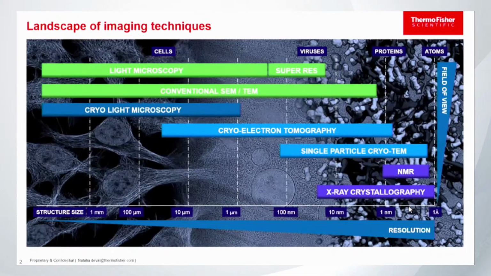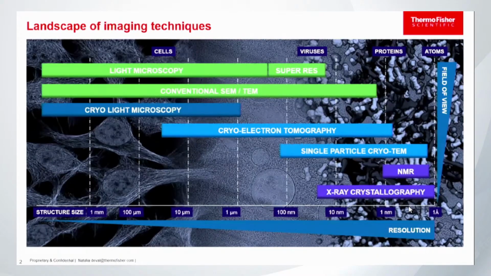So first of all, this is the typical landscape of imaging techniques, and you can see they are all overlapping. So again, if you really want to understand your biological sample completely, you will probably need to use all of them. For example, light microscopy and super resolution, which everyone here is super familiar with, are very good techniques for having a large field of view, but of course you are losing resolution.